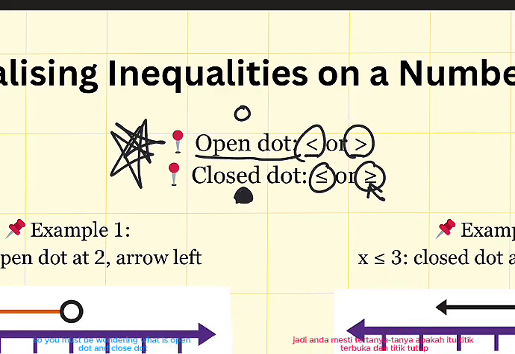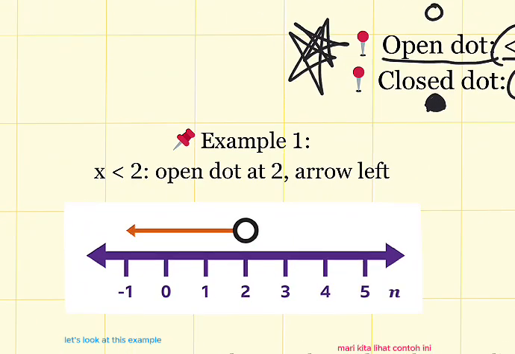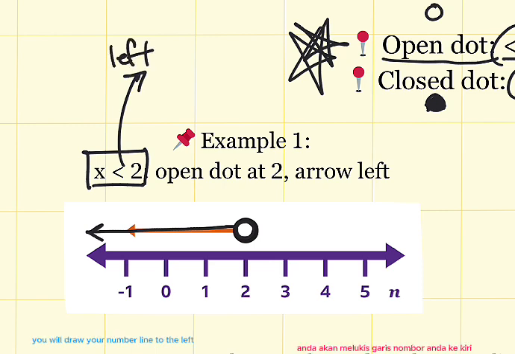So you must be wondering, what is an open dot and a closed dot? Let's look at this example. If I have x smaller than 2, we will draw an open dot here and an arrow all the way to the left. Another easy way to remember this is to look at the direction of the arrow. If the arrow points to the left, you will draw your number line to the left.